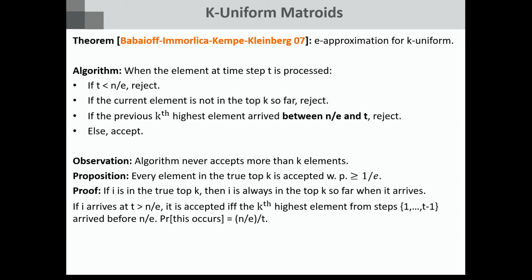And the probability that this occurs, which is very similar to the reasoning from the one uniform case, is exactly n over e over t. Right? Because where the kth highest element from the previous steps arrives is only a property of the ordering of those elements. It doesn't matter what those elements are. It doesn't matter what element is arriving at time t. This is only a property of how those elements are ordered. And because the ordering is chosen uniformly at random, the probability that this specific element happens to fall before the cutoff of n over e is exactly n over e over t.